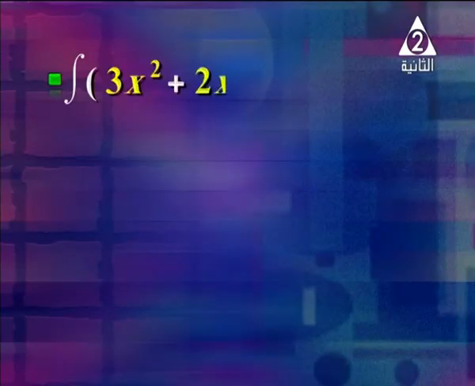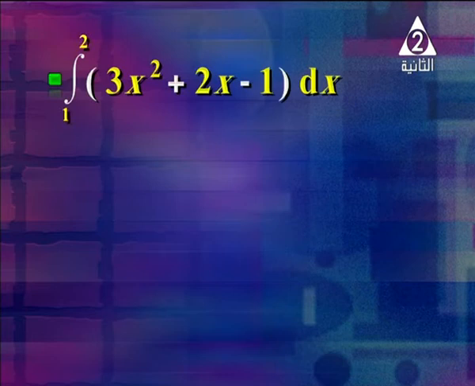Look at the solution. Number 1: how to find the definite integration from 1 to 2 of 3x power 2 plus 2x minus 1 with respect to dx. Dear student, at first we find the integration of the function 3x power 2 plus 2x minus 1 by using the rule of integration. We add power 1, and 3x power 2 becomes 3x power 3 over 3, 2x power 1 becomes 2x power 2 over 2, and minus 1 becomes negative x.